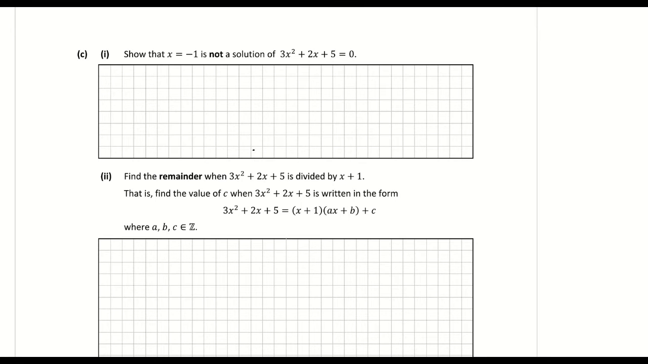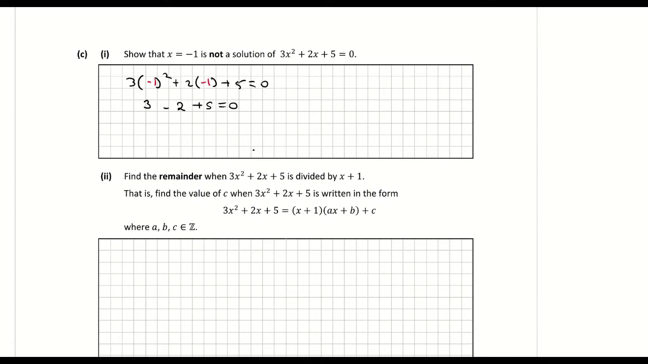Part C1. Show that x is equal to minus 1 is not a solution of the following equation. So look, to show if something's a solution, we can sub it into the equation and it should equal 0. So if we sub in the minus 1 for x here, we get 3 take away, that's a plus there. So that gives me negative 2, yes, that's right.